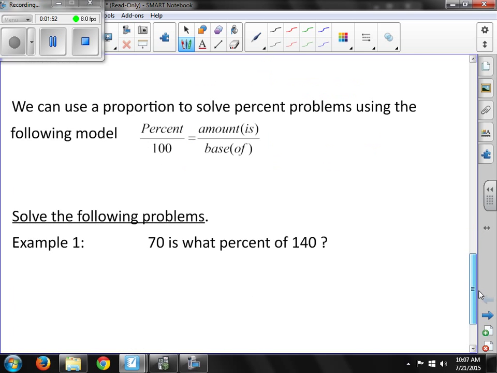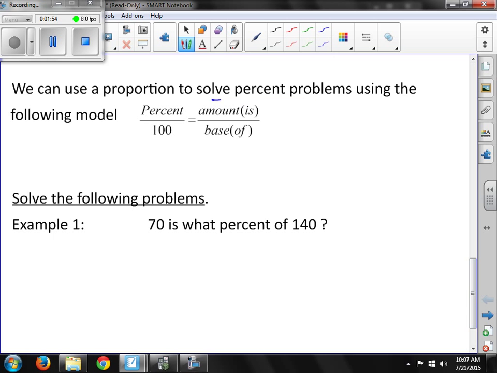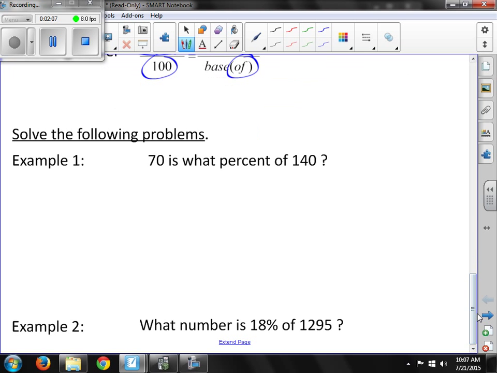We can actually use proportion to solve percent problems using the following model. Percent over 100 is equal to the amount, or the is, over the base, which is the of. So let's start off with an example. 70 is what percent, so we're looking for the percent, that's x, of 140.